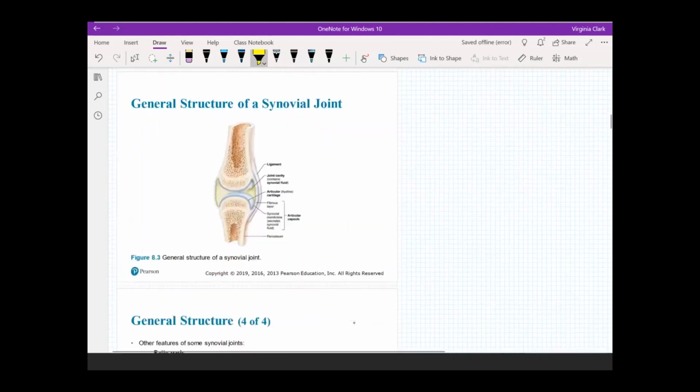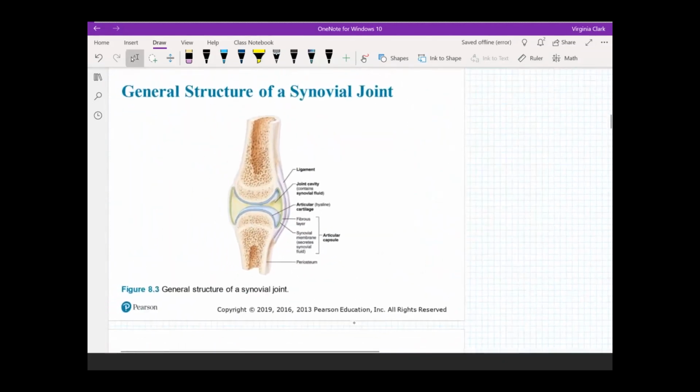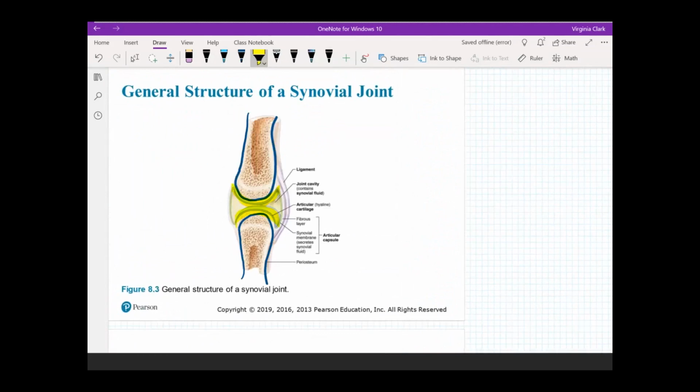Okay, so looking at all of that, I drew my structure horizontal, but this is a vertical one, just to highlight the characteristics. Here is our bone. Here are our bone ends. All the way around, you can see we've got this blue capsule. And then inside this, there are going to be the 2 layers of our articular capsule. Here's our fibrous outer layer and our synovial membrane.